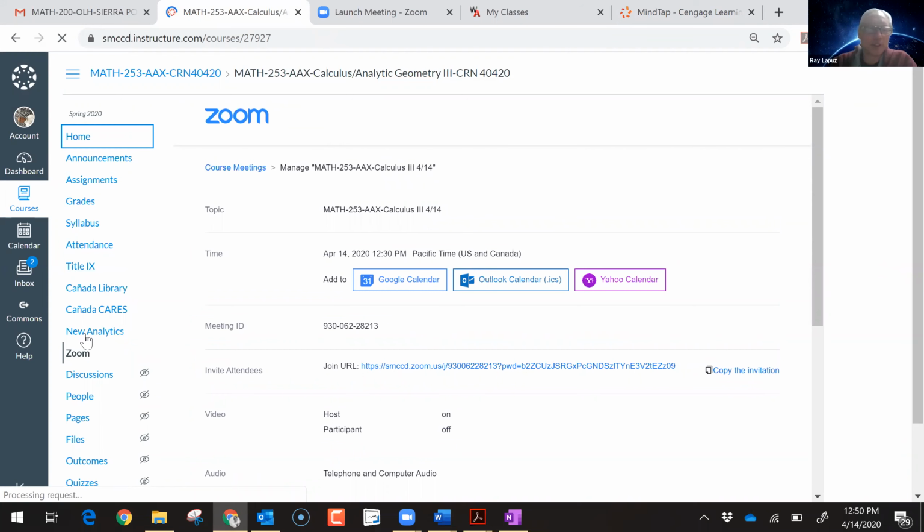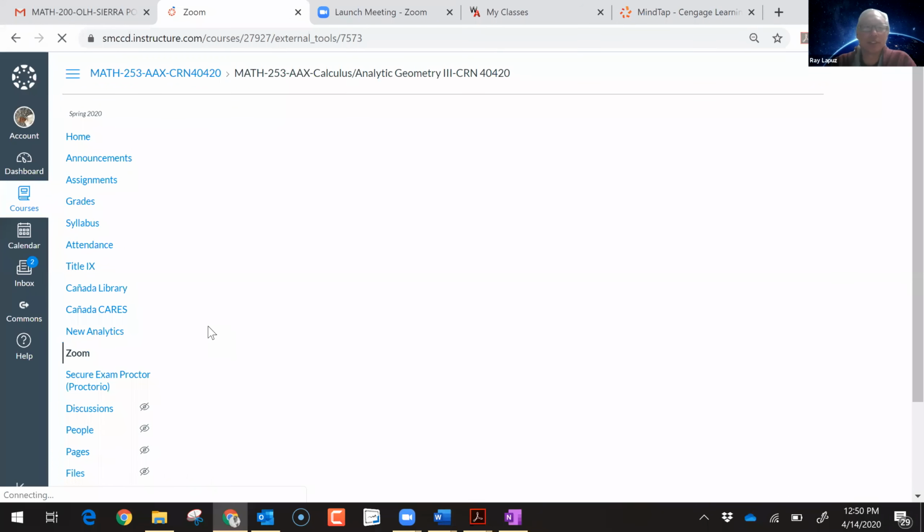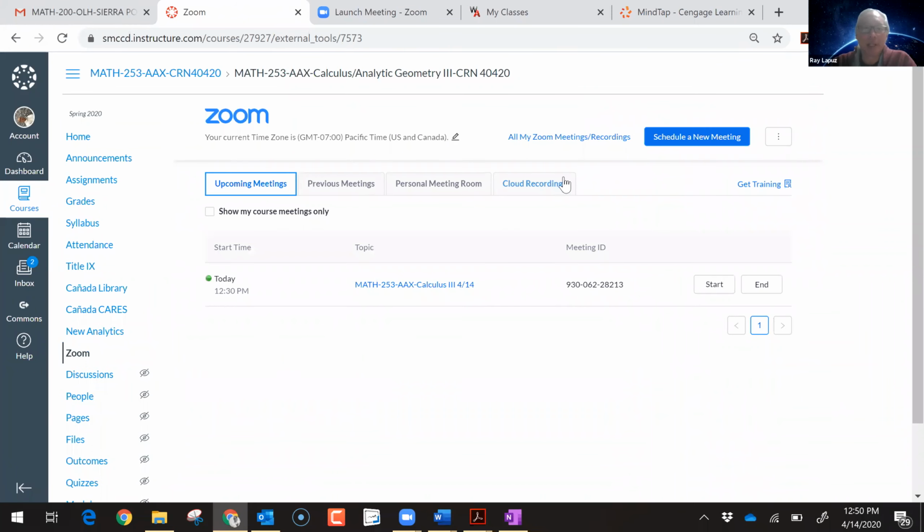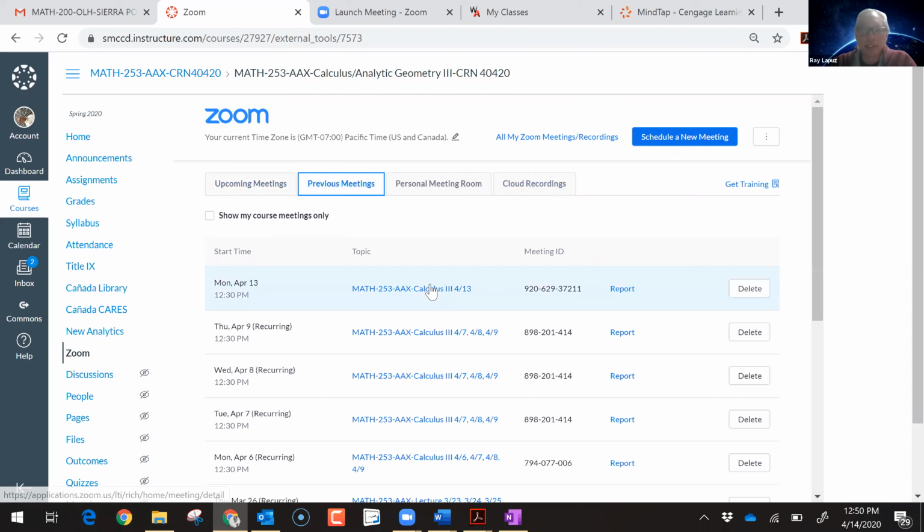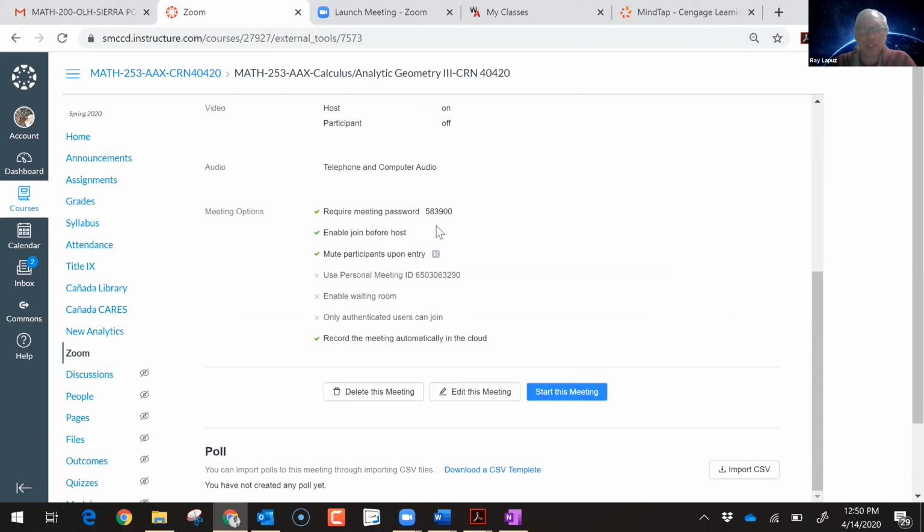So if you go to the Zoom page in Canvas, and then cloud recordings. Do you guys get cloud recordings or just previous recordings? No, okay. And then if you click on yesterday, yesterday was Monday, right? Yes. If you click on that, you'll see the invitation. I think you should see the password there as well. So I'll post it in the chat. Password from yesterday's Zoom recording. Oops, I forgot to put the password.